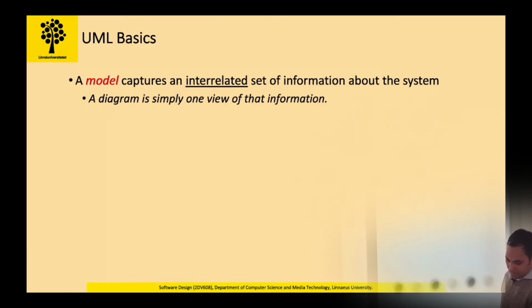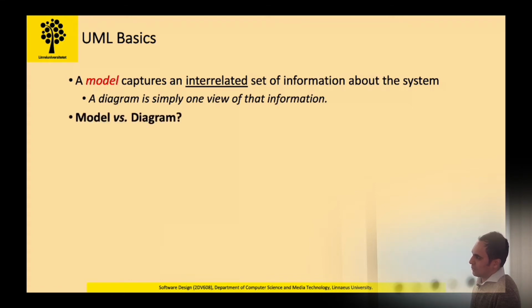So UML basics, again, as I mentioned before, it's about an interrelated set of information, or classes, or actors, in other words. And a diagram is only one view of understanding the domain, or understanding the problem, or even the solution. And we do that by doing the UML modeling. But what is the difference between model and diagram?